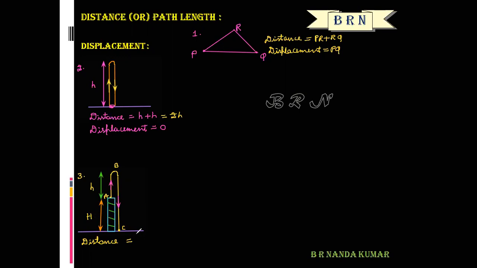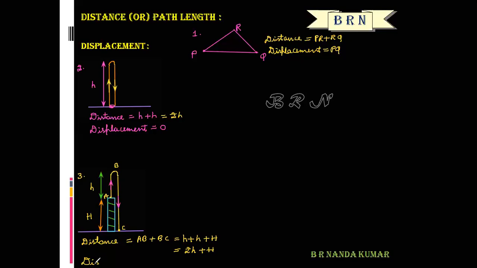What is the meaning of distance or path length? Distance or path length is the length of the total path covered by the particle at a certain time without considering the direction. So here total path length is AB plus BC, right? So AB value is small h. BC value, small h plus capital H. So the total path length here is 2h plus H.